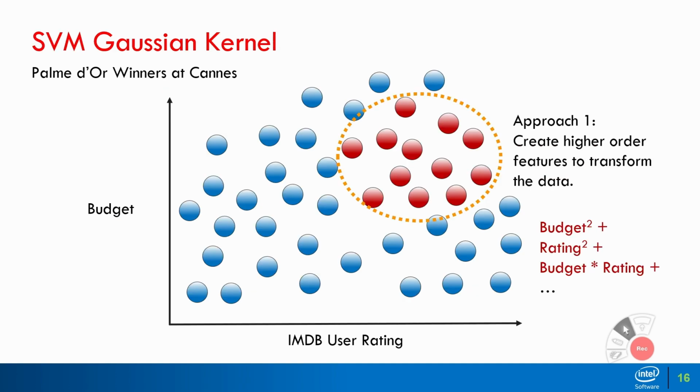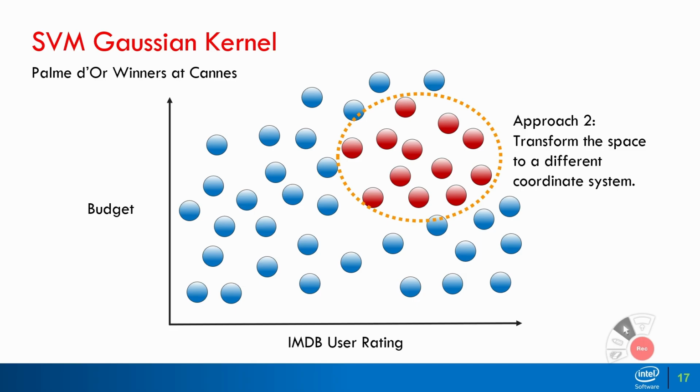Let's briefly examine two kernel ideas. Here's a dataset about movie budgets and user ratings. Not linearly separable. Two classes were colored blue and red and represented in two-dimensional space. The first idea is to create additional features from the original two features to transform the space, such as budget squared, ratings squared, budget times rating, and so on.